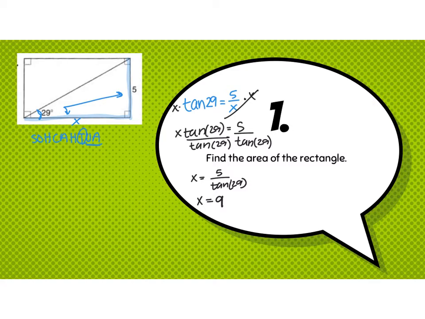Now, if you did not get this, remember, you need to check your calculator for what mode it is in. It needs to be in degrees. This is not the end of our problem because we just found x, we just found that length. Now we need to find the area, which is base times height. So we're going to do 9 times 5 to get an area of 45 units squared.